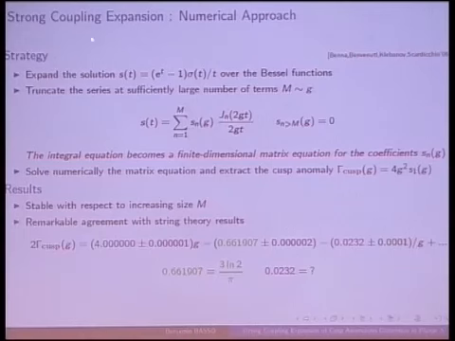What one can do in order to obtain a numerical solution to the BES equation is to expand the solution over the Bessel functions, and then truncate the series with a boundary condition. If you do that, you obtain a finite dimensional matrix equation that you can solve numerically, and so compute the Cusp anomaly numerically and fit the strong coupling expansion. So the results are stable, so it's good.